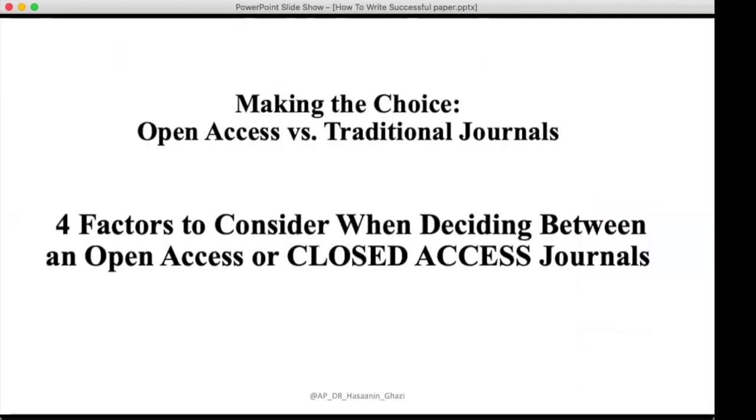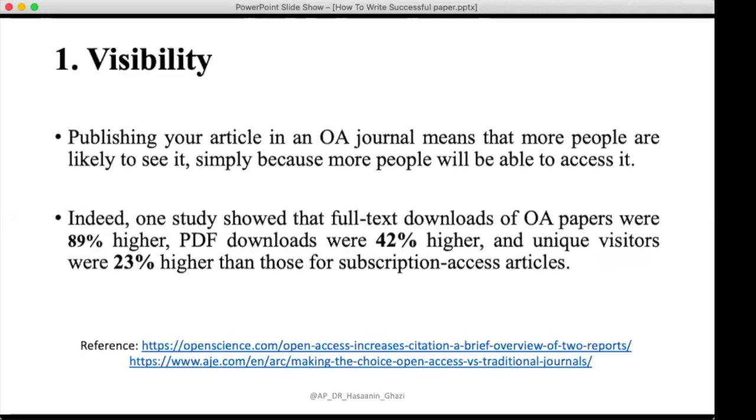Okay, so the other question is which one do I choose? Open access, or the traditional journal, which is closed access? There are 4 factors to determine whether I choose open access or closed access. The first one is visibility. Publishing your article in an OA journal means that more people are likely to see you. This is a study. They saw that if you publish in OA journals, there are 89% higher PDF downloads compared to closed access journals.